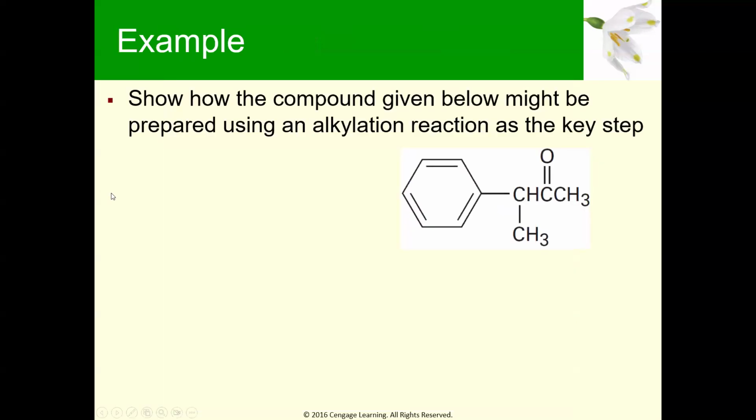Okay, so let's do an example question here. It says, show how the compound given below might be prepared using an alkylation reaction as the key step. So we want to think about it kind of as reverse engineering. We want to think about what might have gotten added. Well, here's your alpha position. So maybe instead of a methyl group here, there once was a hydrogen that got removed. So let's draw that as our starting material.